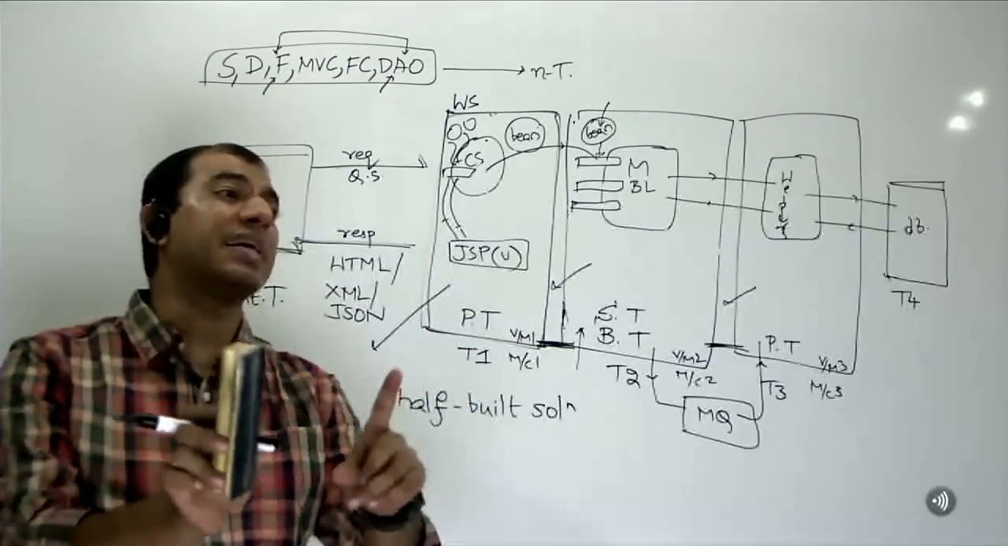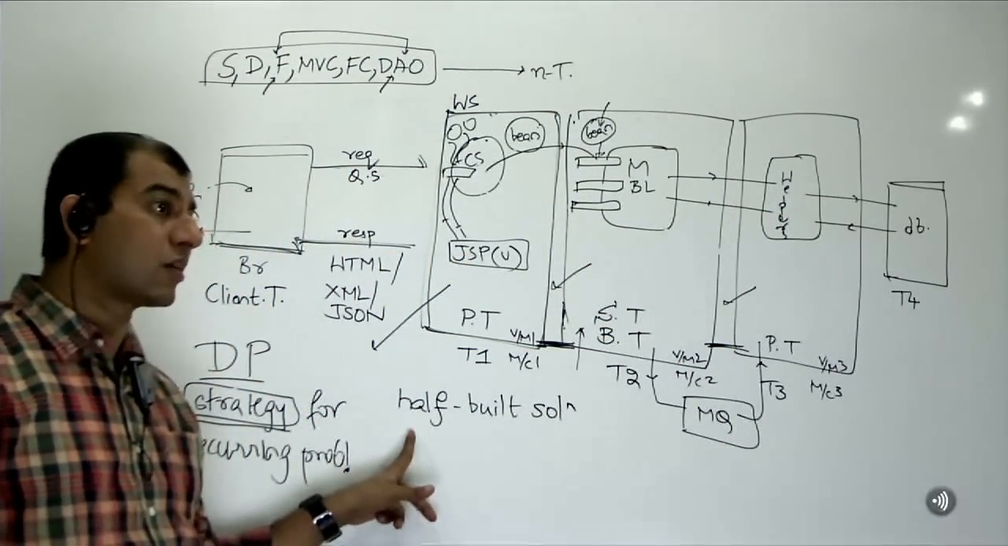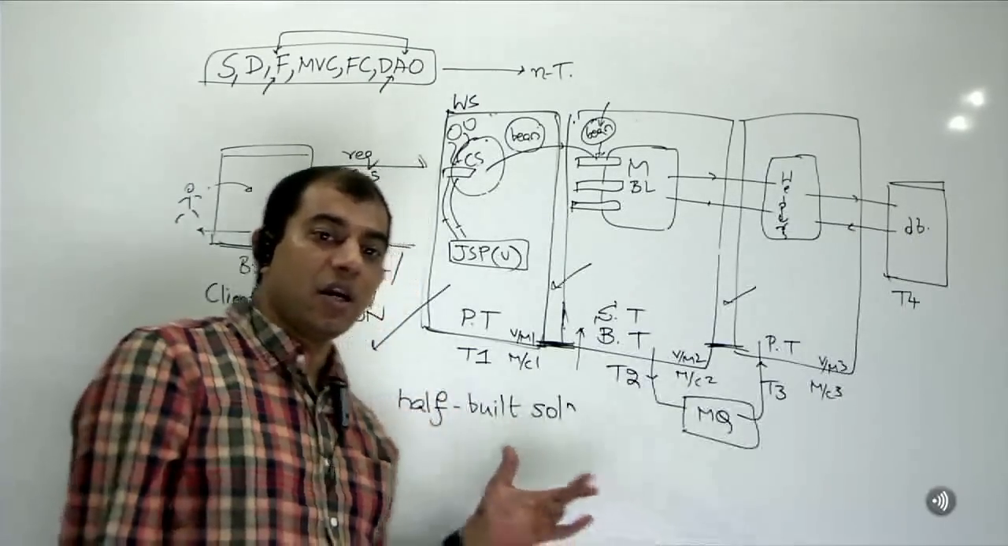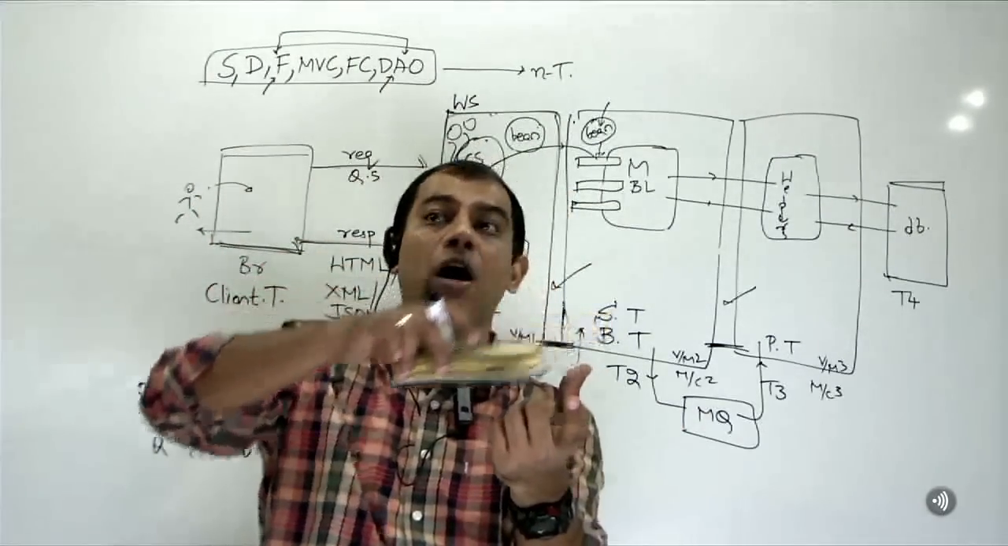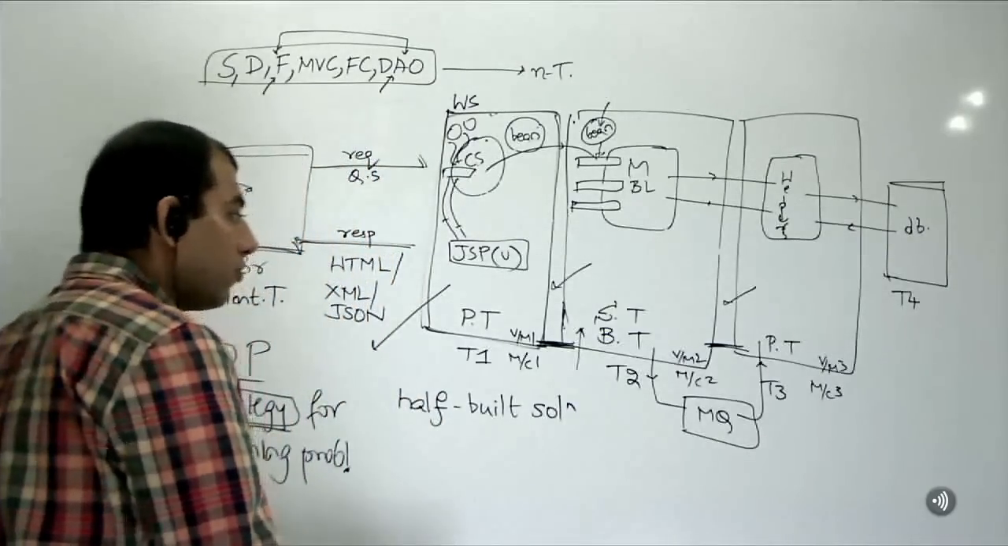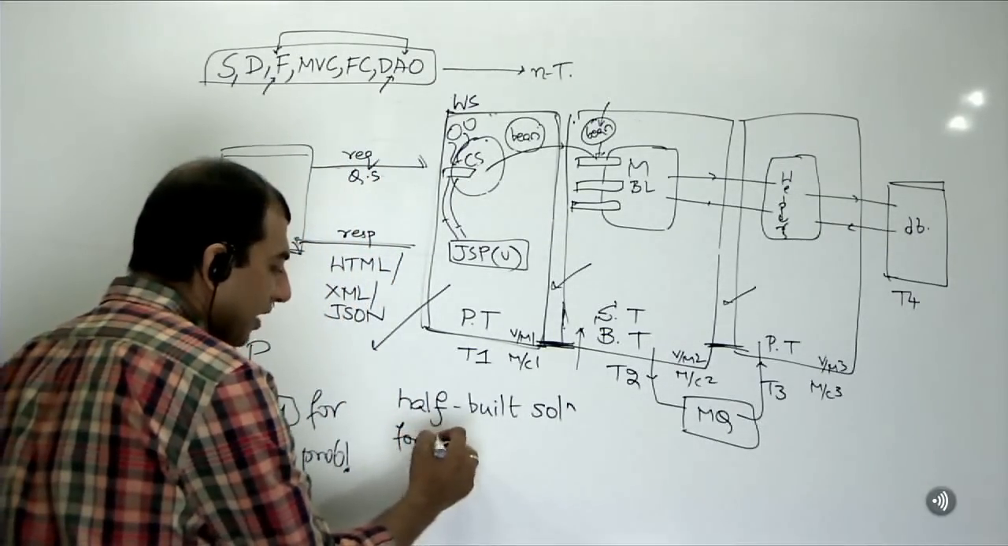That all needs to be built custom, isn't it? So a half-built solution is exactly as the name suggests. It is half-built, it cannot be executed. But you have to take the half-built solution and build on top of it. Are you with me? So, a half-built solution for a particular domain.